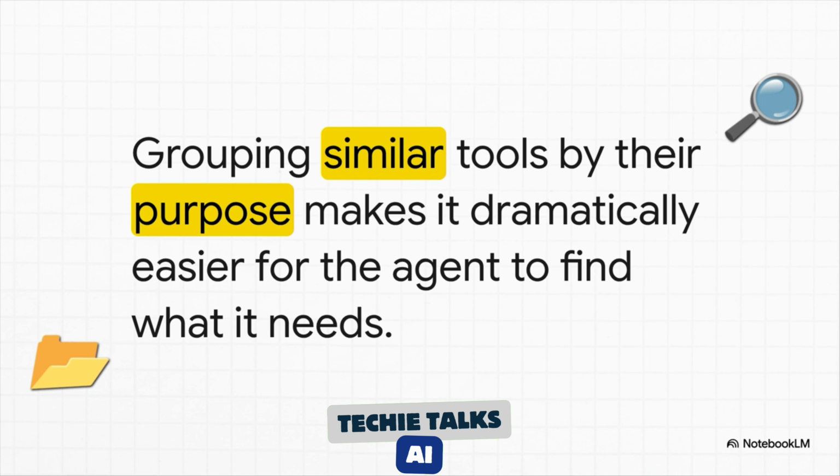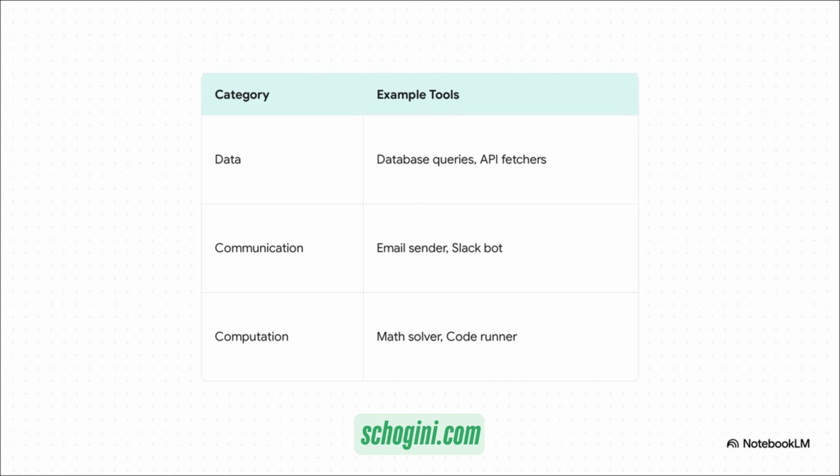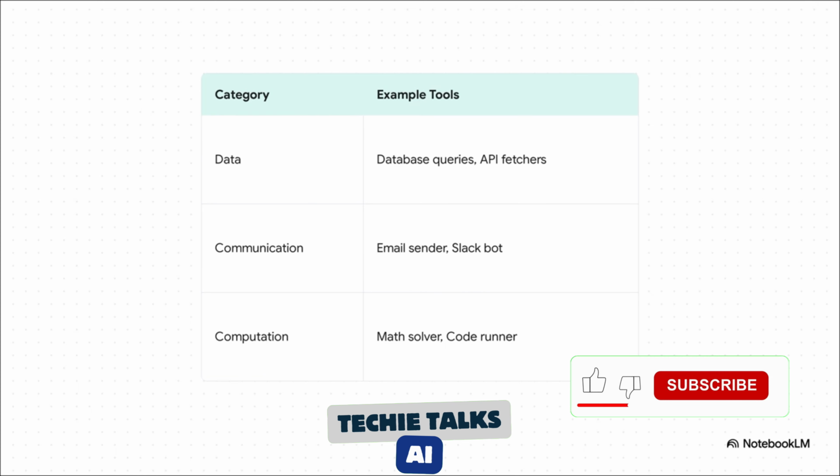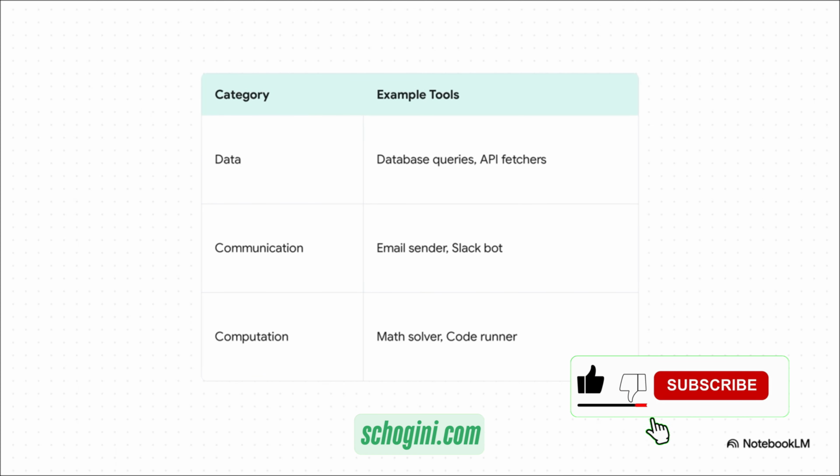This one simple step makes it so much faster for the AI to find what it needs without having to rummage through the entire box. So, for instance, you could create a data category. That's where all the tools for fetching information live. Then you've got your communication category with things like your email sender. And maybe a computation category for your heavy-duty math solvers. It's logical, it's clean, and it just works.